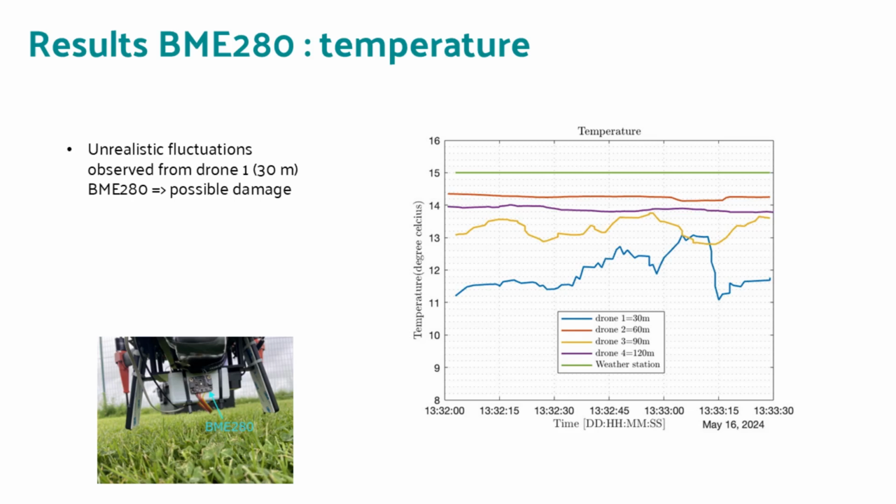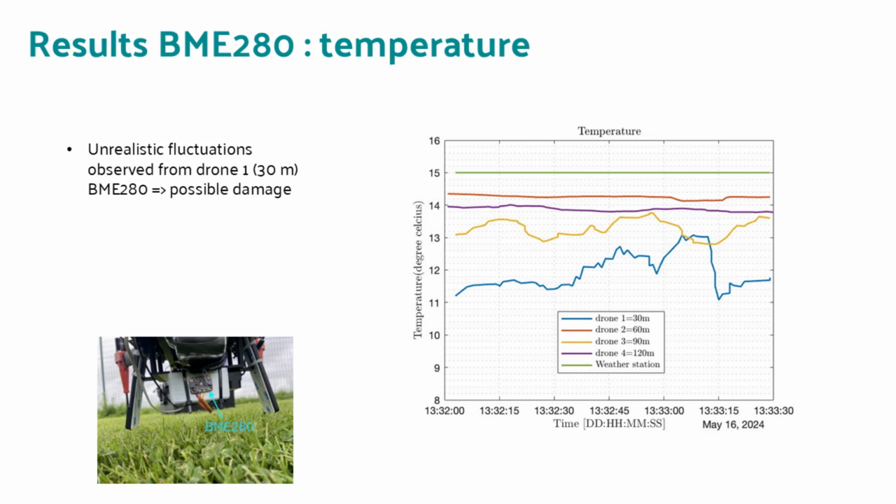Temperature, humidity and pressure were measured using the BME 280 sensor. In this graph you can see significant fluctuations in the data from drone 1, especially at an altitude of 30 meters. These fluctuations are clearly unrealistic when compared to the more stable readings from the other drones. On the next slide you will see a similar pattern in the humidity data.